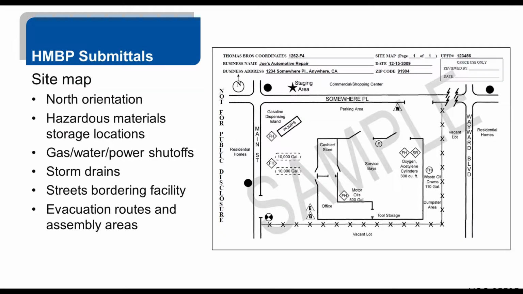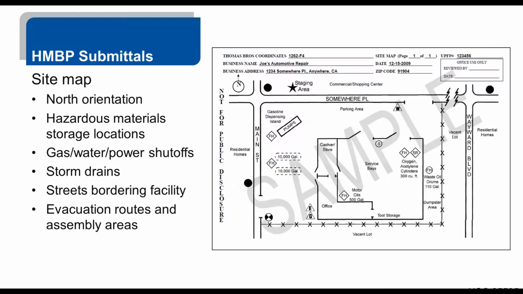For the site map, this is the 3rd of the 4 elements. The site map contains the hazardous material storage locations, as well as the hazardous material locations where they are used and handled, the north orientation arrow, the gas, water, power, and other utility shutoffs and access points, storm drains, as well as sewer drains, streets bordering the facility, evacuation routes, and assembly areas.